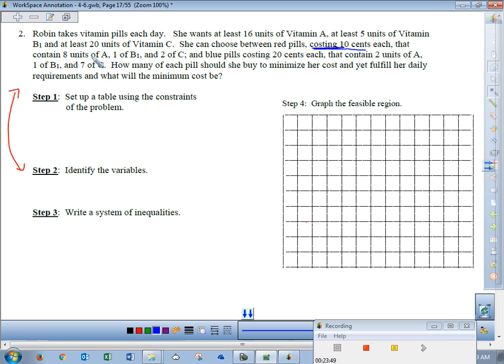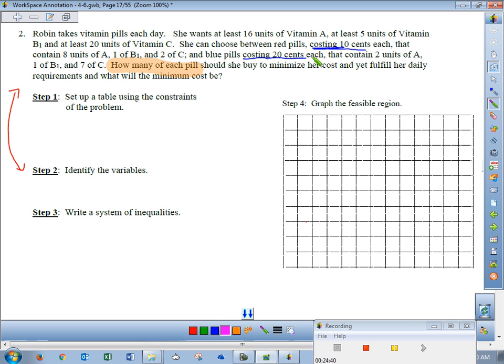Then contain 8 units of A, 1 unit B1, and 2 units of C. Blue pills costing 20 cents each contain 2 units of A, 1 unit of B1, and 7 units of C. Question time, how many of each pill should she buy to minimize her cost?